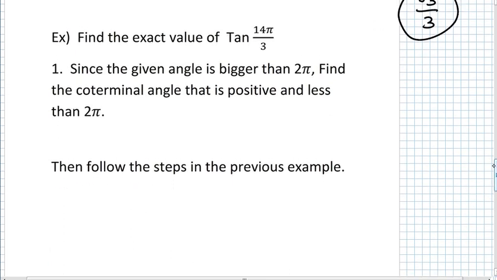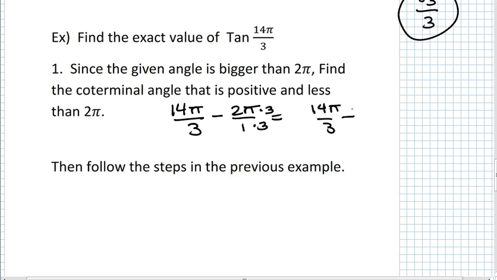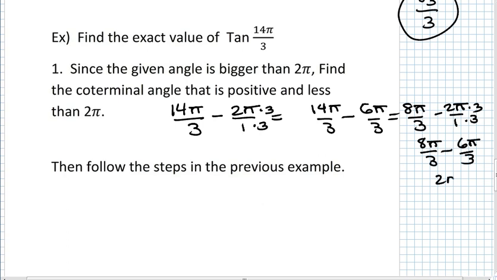Now, if the value is bigger than 2 pi or 360, I would find the coterminal angle, just like I did for negative. So you can either subtract 2 pi or subtract 360 degrees. In this case, I'll just subtract 2 pi. So remember, 2 pi, so 14 pi over 3 minus 6 pi over 3 gives you 8 pi over 3. And notice that's still bigger, so I'm going to have to subtract another 2 pi. So times 3, get a common denominator. So notice when I do, it's 2 pi over 3.